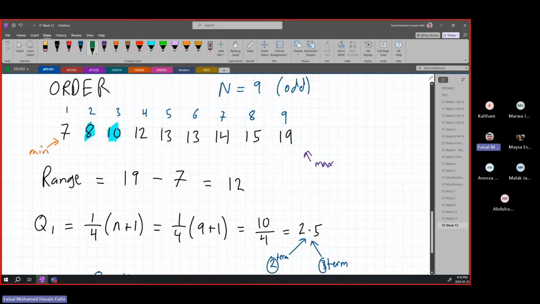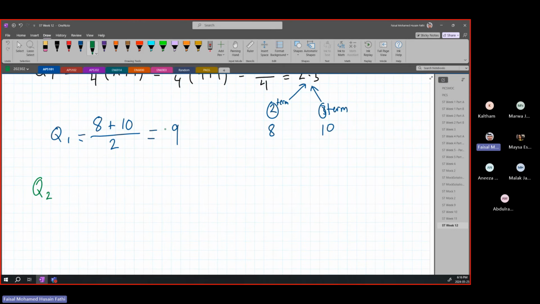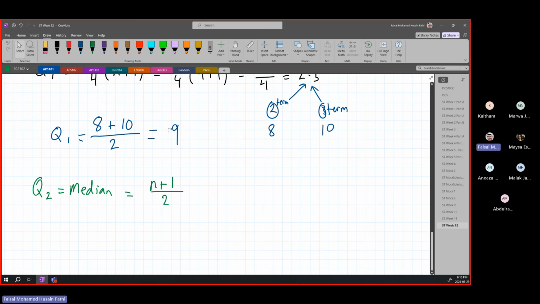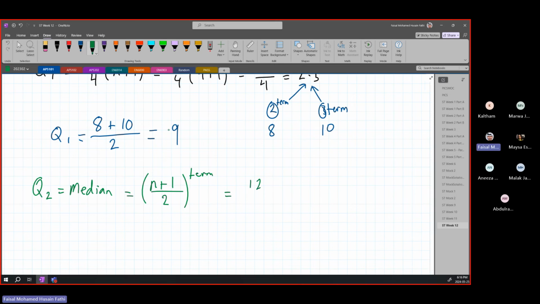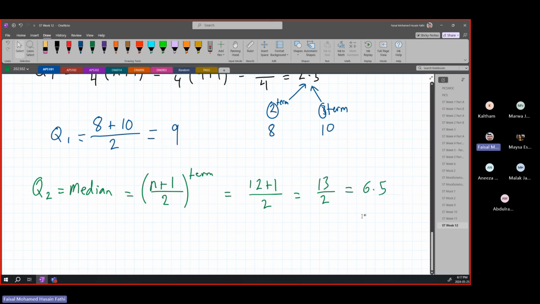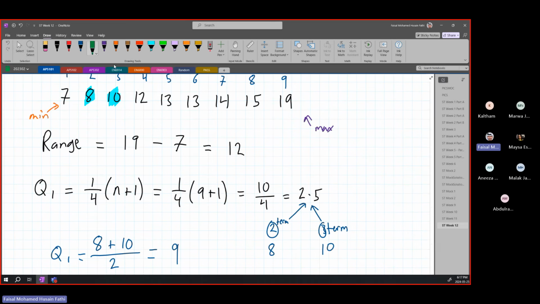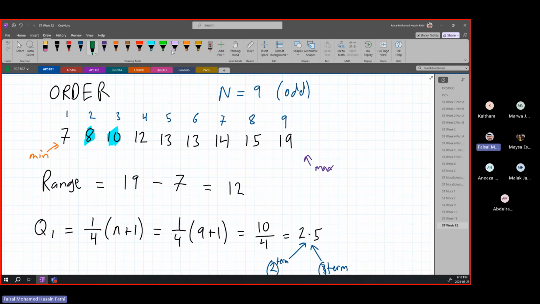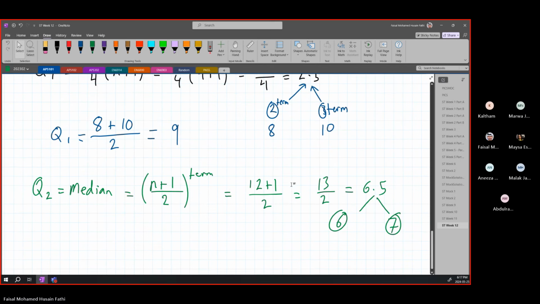Second quartile, or just simply the median, so Q2 or median, is going to be equal to n plus 1 over 2. All right? This is the term. So this is going to be 12 plus 1 over 2, which is 13 over 2, which is equal to 6.5. All right? Again, this means that the value is between the 6th term and the 7th term, because 6.5 is between 6 and 7. So we're going to look at our 6th and 7th number. This is our 6th number, and this is our 7th number. All right?